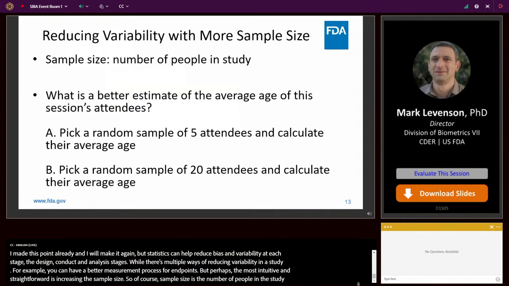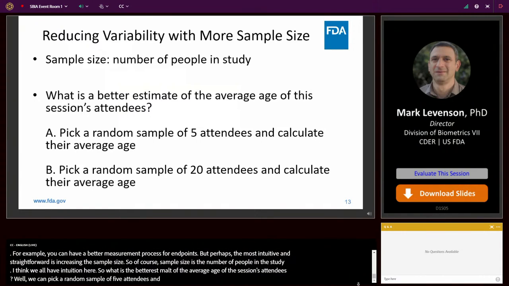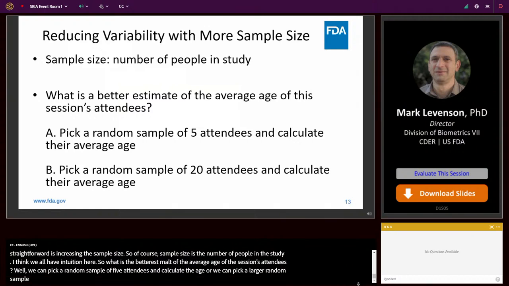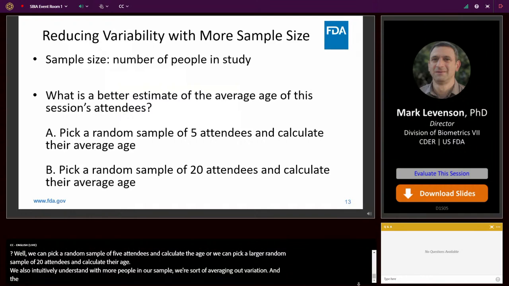So what is a better estimate of the average age of this session's attendees? Well, we could pick a random sample of 5 attendees and calculate their age. Or we could pick a larger random sample of 20 attendees and calculate their age. I think we all sort of intuitively understand with more people in our sample, we're sort of averaging out variation. And the larger sample will have lower variation.